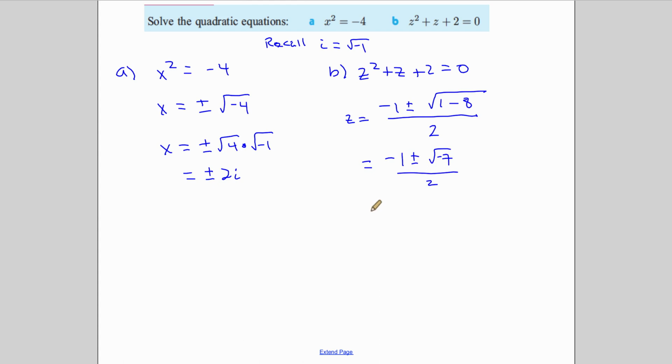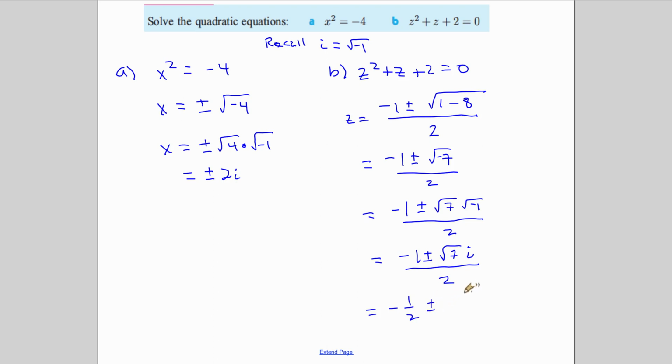And again, this is the last time I'm going to do this step. -1 plus or minus the square root of 7 times the square root of -1, over 2. And henceforth, I'm going to go straight to this step. -1 plus or minus root 7 i, all over 2, are our solutions, which of course we could write, if we needed to, doesn't really matter, as two individual fractions.